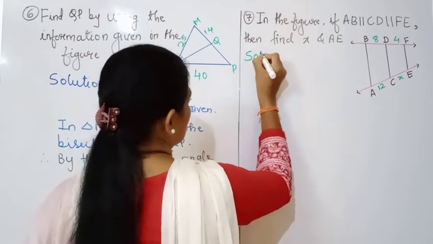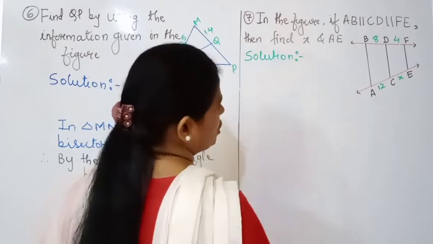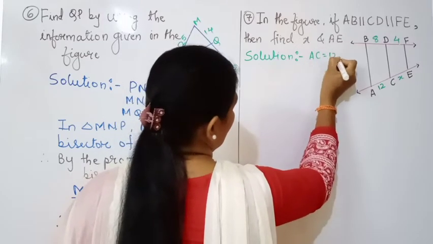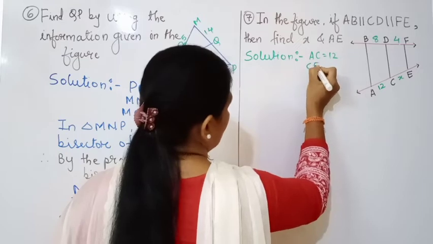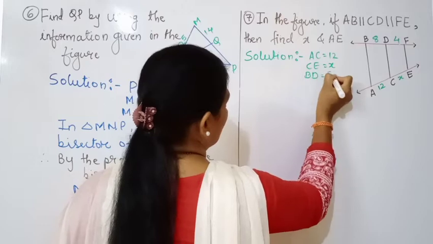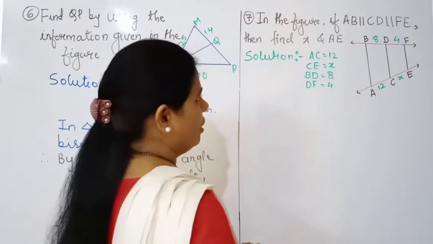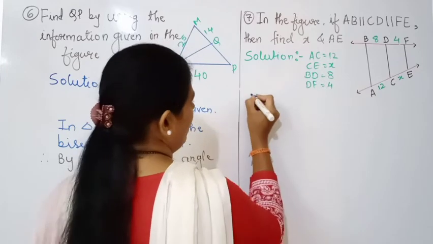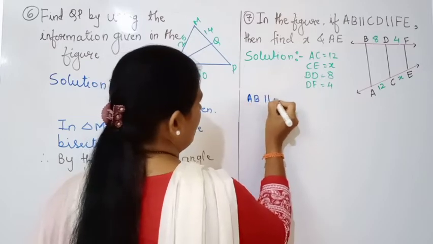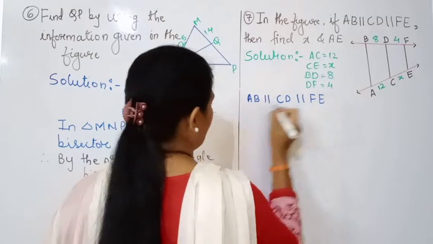The solution. First of all, we'll write what measurements are given. AC equal to 12, then CE is the x that we have to find, then BD equal to 8 and DF equal to 4. This is the given information. Again, one thing is given in the diagram: AB is parallel to CD parallel to FE.